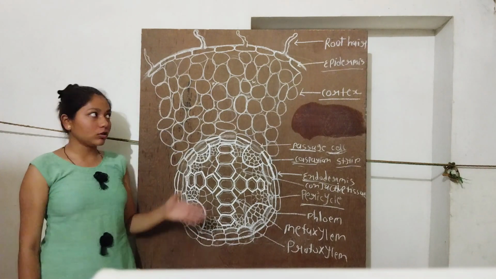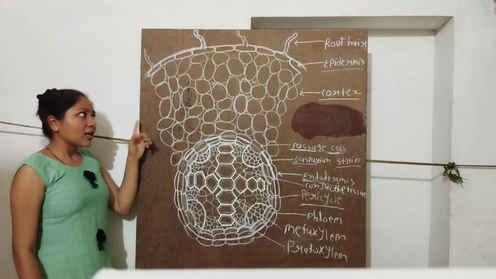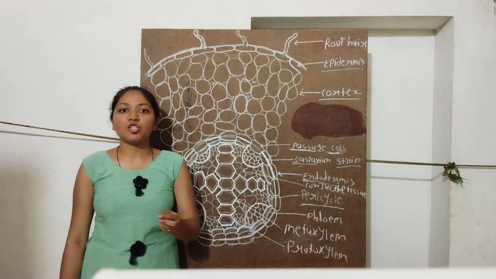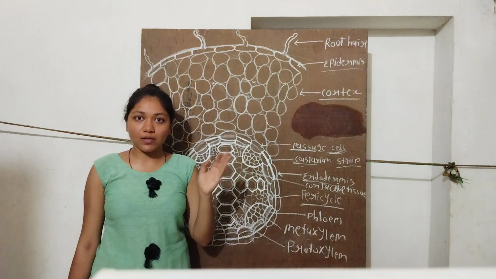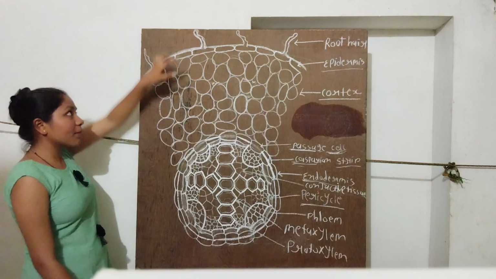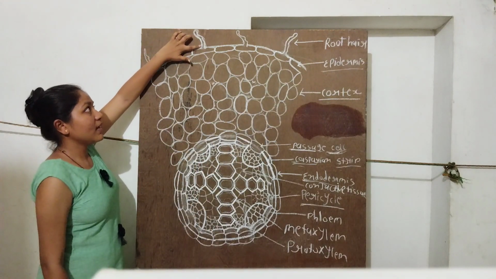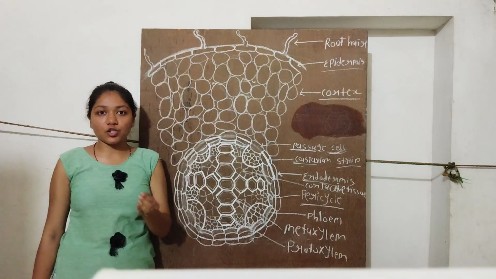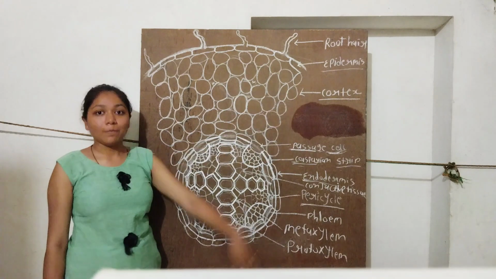Now we are talking about the dicot root anatomy. The outermost layer is made up of parenchymatous cells which do not have any intercellular spaces. It is called the epidermis. Now these epidermal cells protrude out in the form of hair-like structures, which are called root hairs.